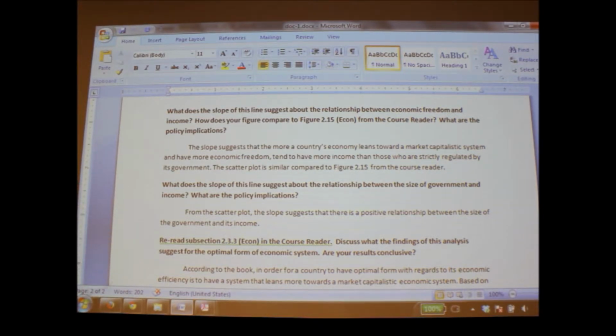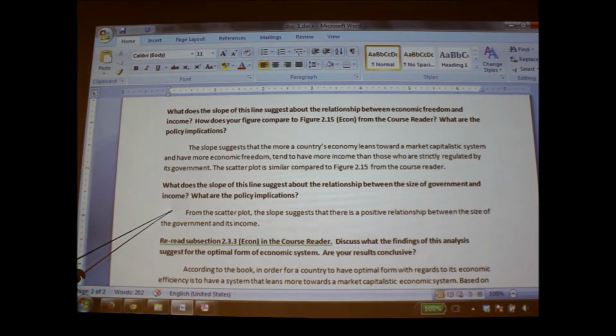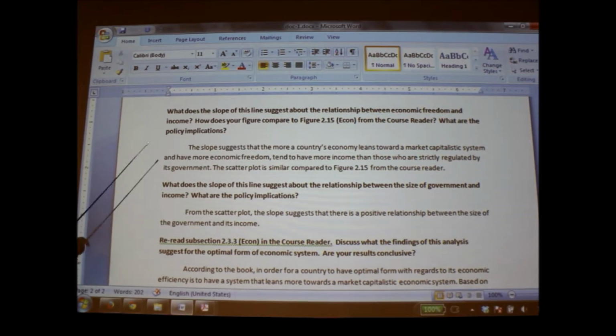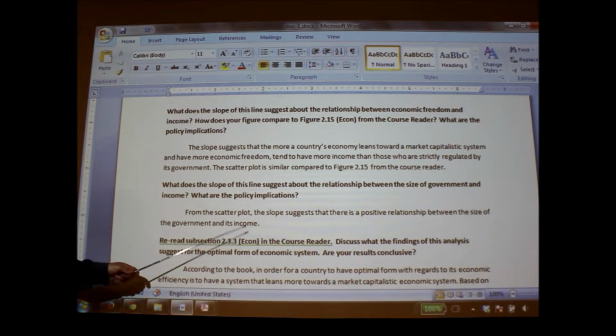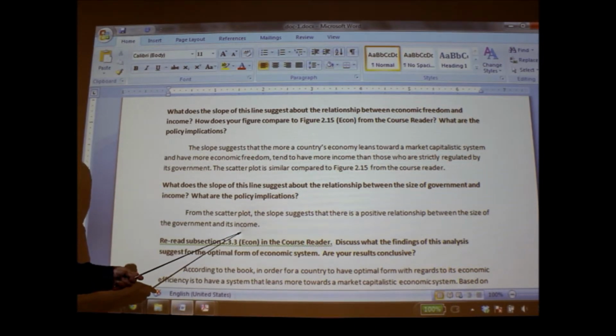But what about the second line? What does the slope of the line suggest about the relationship between size of government and income? There's a positive relationship between the size of government and income. That's correct. There was no comparable figure in the book. This was something that I asked you to do.